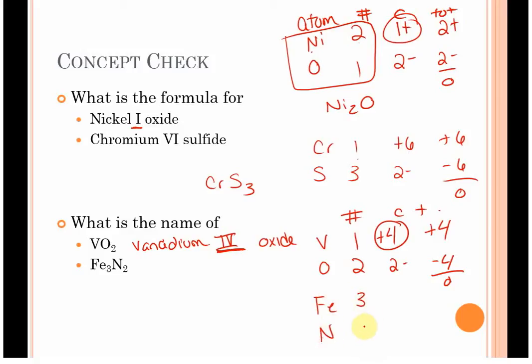Fe3N2. We have 3 irons, 2 nitrogens. So we know this is iron nitride. We don't know the charge on iron, so we have to solve for that. Nitrogen is in group 5, so it's a -3 charge. It gives us overall a -6. To cancel and get our +6, the charge on each of the 3 iron atoms has to be a +2. So this is iron 2 nitride.